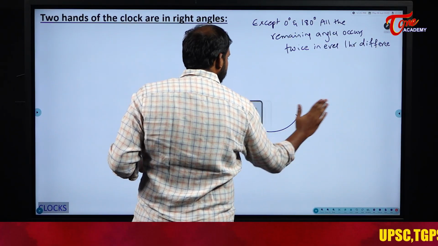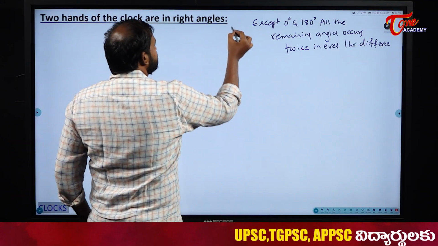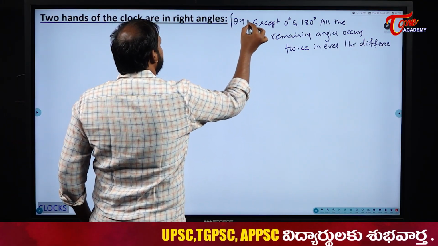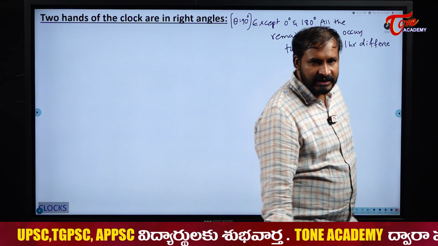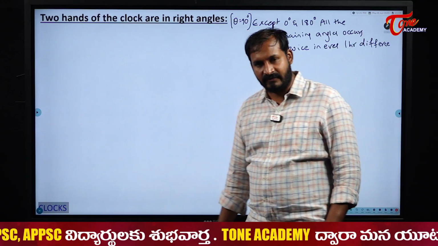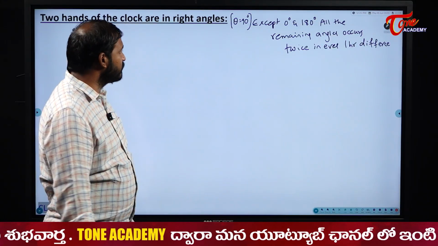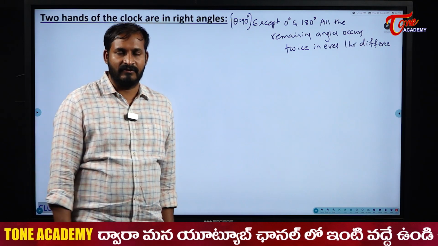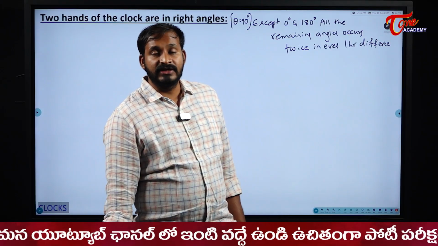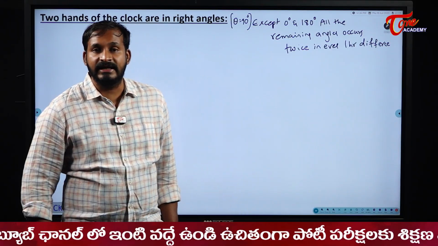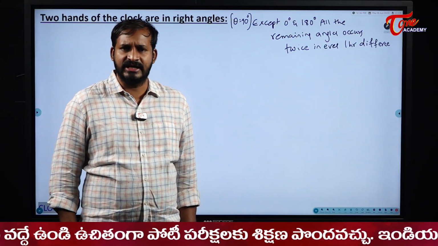Fine, well and good. Now, right angles means what, students? Theta value will be equal to 90 degrees. Sir, except 0 and 180 degrees, you said that all the angles will occur twice in every 1 hour. So, this right angle also, the two hands of the clock will be at right angles two times every 1 hour. Yes, this also occurs twice in every 1 hour. That means in 12 hours you should get 24 right angles, in general.